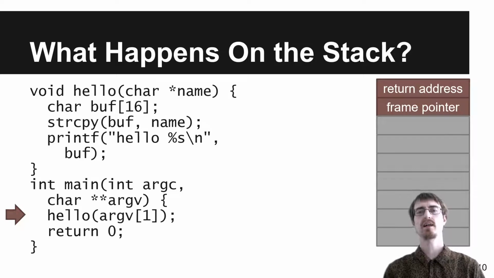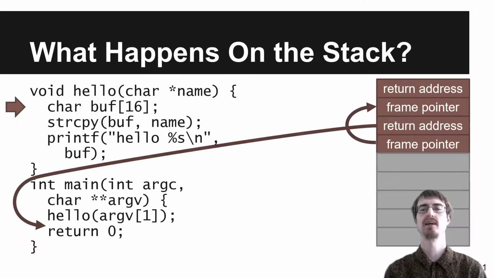Now let's look at a simple example for the vulnerable program that we saw. So we're executing currently in the main function, and we're about to call the hello function. On the stack right now, there's the return address of main and the frame pointer of main. So now, let's call hello. What happens to the stack? Well, we add a bunch of stuff, and this is to set up the stack frame for hello.